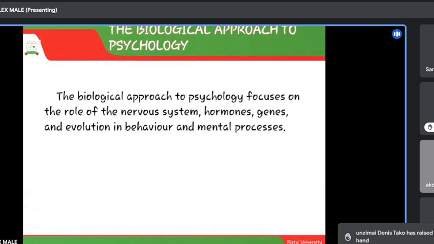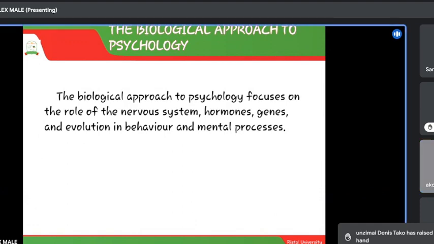Now here we try to discuss the main approaches to psychology. These are also the various aspects in which psychology can be determined. For example, we have the biological approach, we have the behavioral approach. We are going to see each of these approaches. We have the psychodynamic approach, we have the cognitive approach. These are all approaches to psychology.